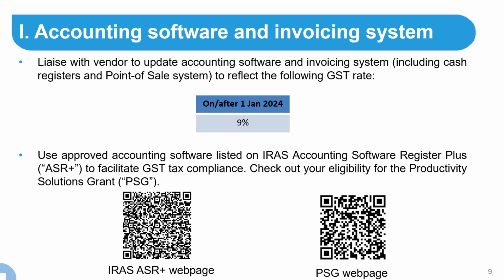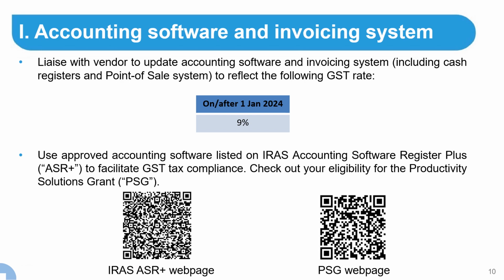This is essential as in accordance with the transitional rules for the implementation of the new GST rate, you may still issue invoices based on the preceding rates even though the invoice is issued after the rate change date. Businesses are not allowed to reflect or charge GST at 9% on the invoices and payments that are issued or received before 1st January 2024. We encourage GST registered businesses with existing accounting software and systems to reach out to your vendors early.